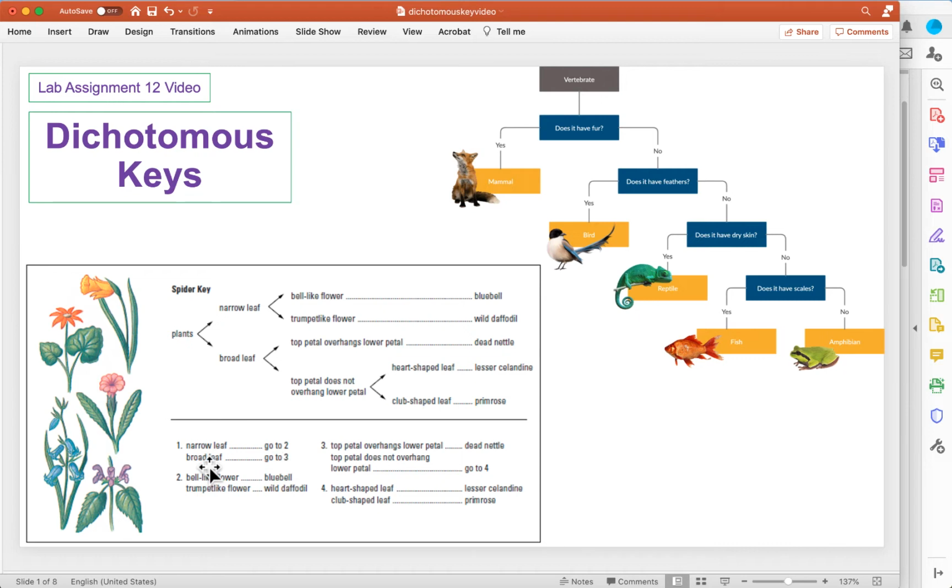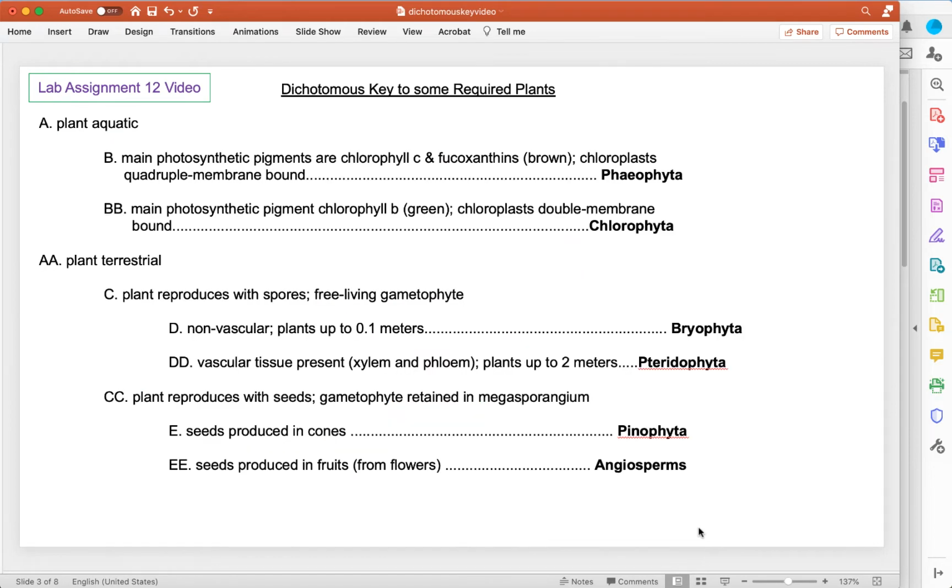If you've got a broadleaf, well, then you go over here to number 3. Then you skip number 2, right? You go to number 3. And same thing, you read the top or the bottom. And this one, either you end up with a name of a plant, or you have to go to the next step, step 4. So that's more or less how a dichotomous key works.